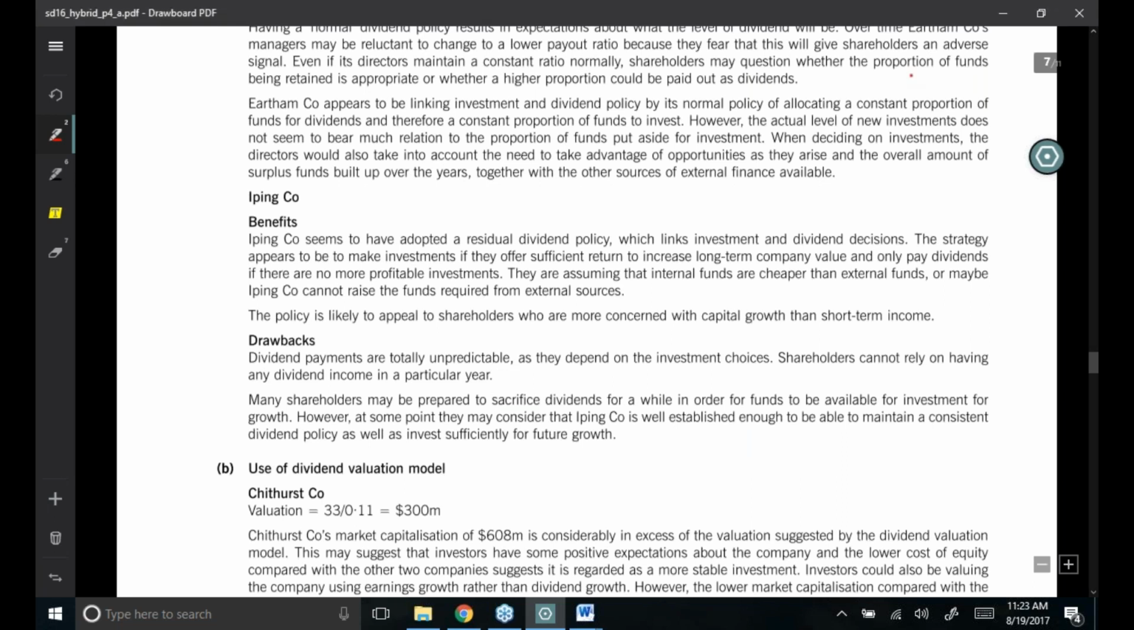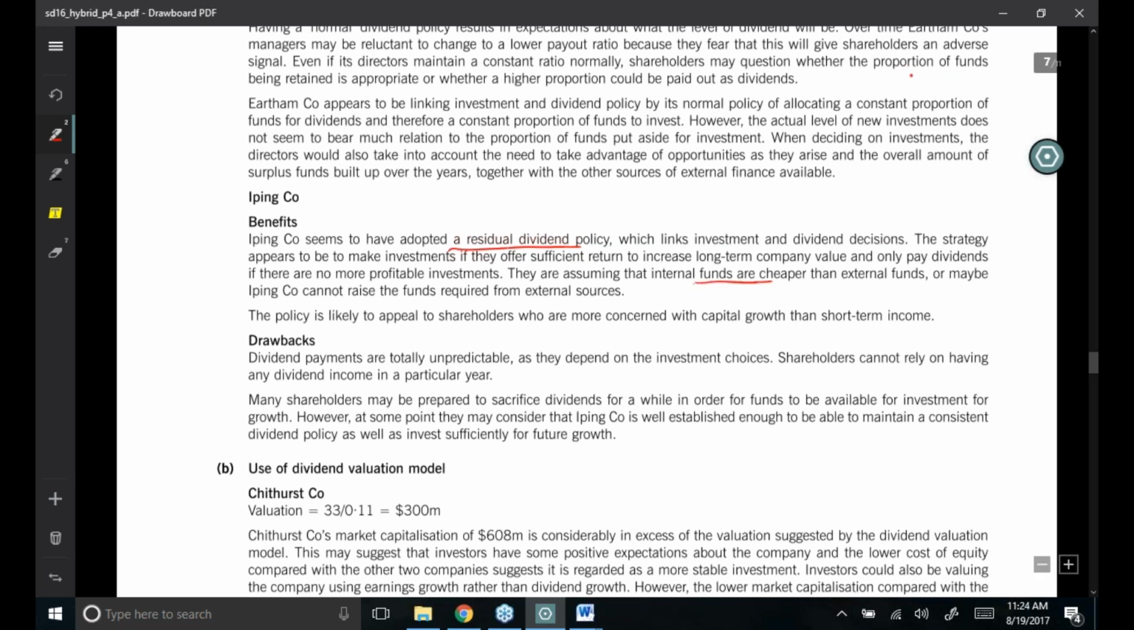The company seems to have adopted a residual dividend policy which links investment and dividend decisions. The strategy appears to be to make investments if they offer sufficient return to increase long-term company value, and only pay dividends if there are no more profitable investments. So this company has a policy to invest all of the funds into the new projects, and if funds are available, then distribute all of the funds to the shareholders.